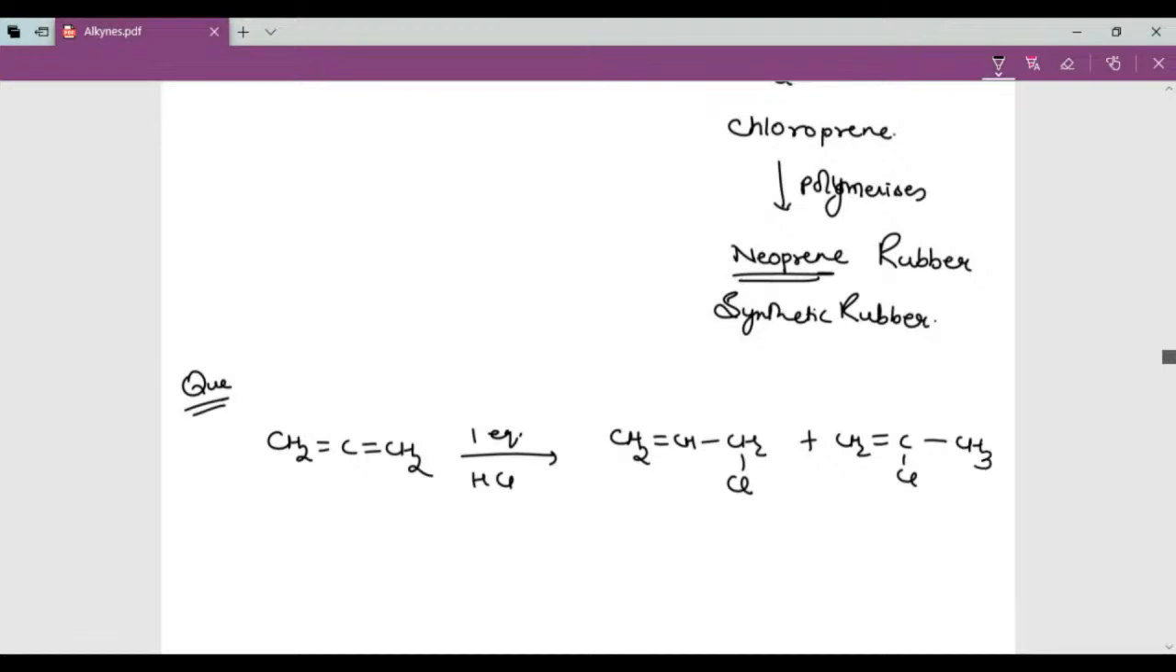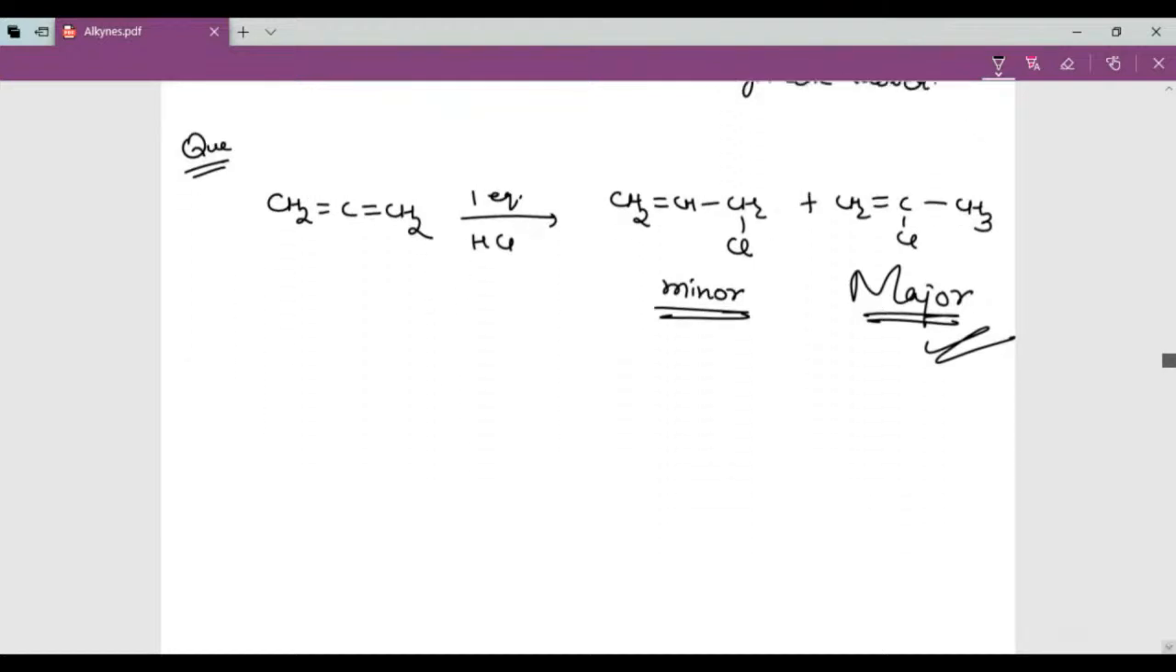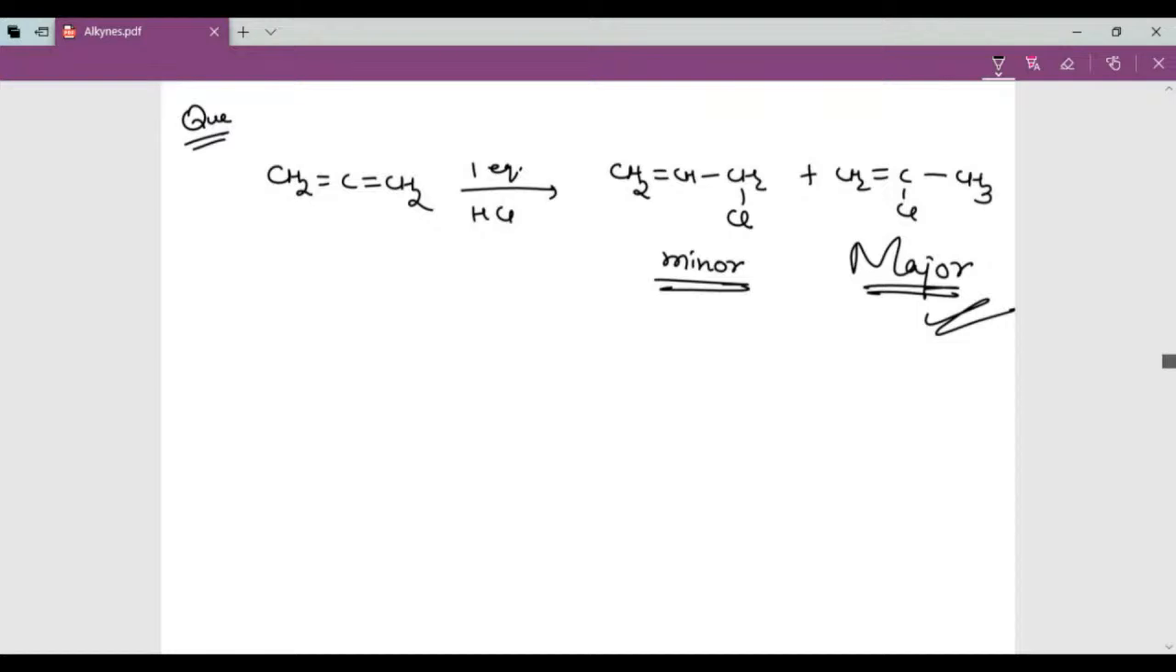Okay, but please mind this is major, this is minor. Okay, this is major, not that one. The explanation is beyond our syllabus and level, but it is a very important point. In case of allenes, it is not the allyl site which is attacked.